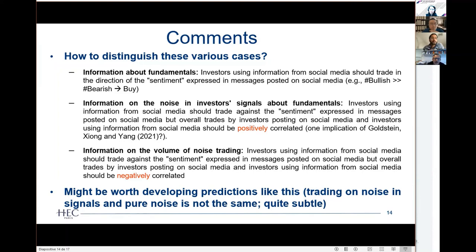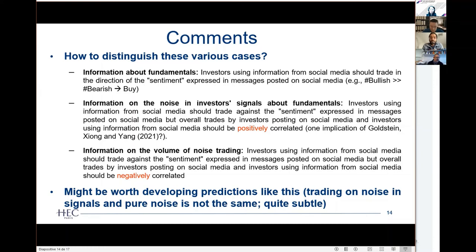If this is information on noise in the investor signal about fundamentals, then I think the prediction will be that those who extract information from social media are going to trade against the sentiment expressed on those media, but ultimately there will be a positive correlation in the order flow of the two types of traders. In fact, this is what happens in your model. My guess is that in your model, the orders of H and L are positively correlated, but there is one component in the trade of H which is negatively correlated with the trade of L, because H is trading against the sentiment expressed by L.